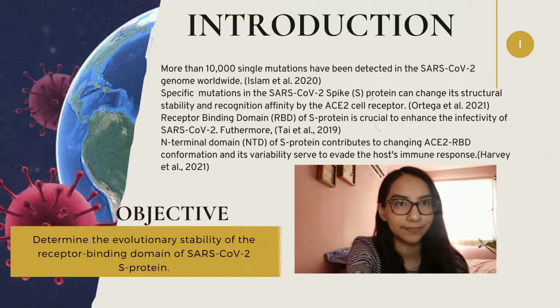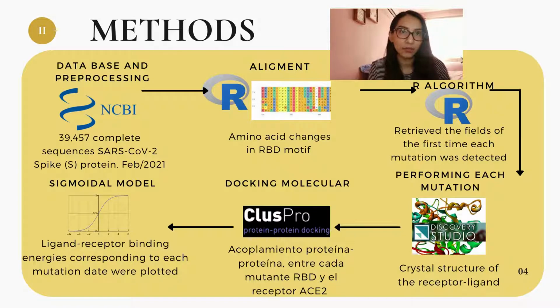As methods, we use a database from NCBI and preprocessing of 39,457 complete SARS-CoV-2 spike protein sequences, and then with an alignment in R we see the amino acid changes in the RBD motif. After that, with an algorithm in R we retrieve the date of the first time each mutation was detected.